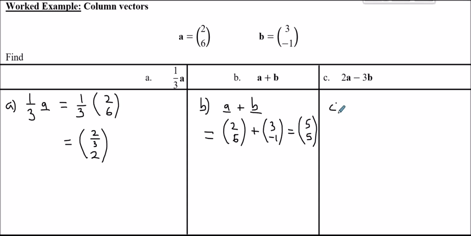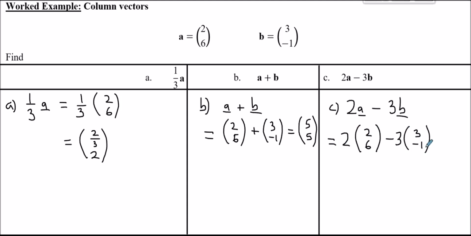Finally, for C, we have 2A minus 3B to work out. And so 2 lots of A is 2 lots of 2, 6, minus 3 lots of B, where B is 3, negative 1. So 2 lots of 2, 6. Do the top number first. 2 times 2 gives us 4. 2 times 6 gives us 12.